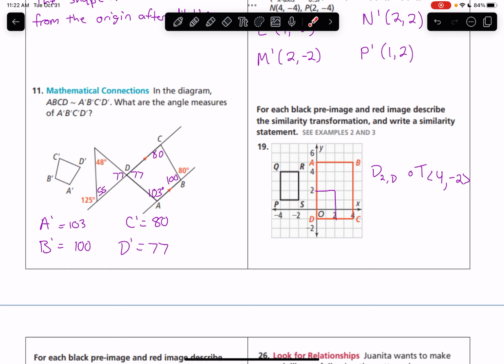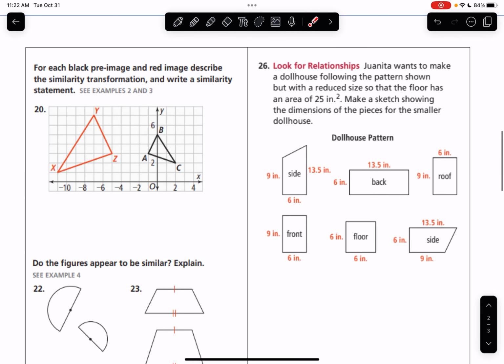Next, let's see. Down here, for each black pre-image and red image, same thing. We are starting with the pre-image, which is the small one, and the red one is the larger image. Looks like what I could do is I could make point A move on to where point Z is. Could line it up and make it just a little small triangle in here. And I would do that by probably reflecting. So my first move would be a reflection over the line x equals -3. That's my vertical line right here.